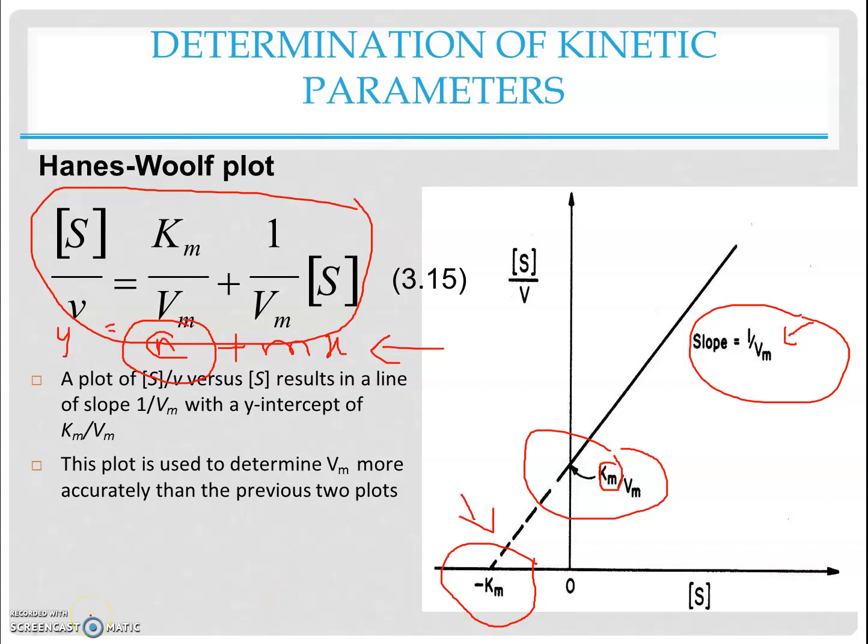This plot is used to determine Vmax more accurately compared to Lineweaver-Burk and Eadie-Hofstee. If you have data and plot the Hanes-Woolf plot, you may find that it gives a very accurate reading, in which the tabulated data is very close to the linear line drawn. The linear line drawn, if you are using Excel, will be your linear trend line.